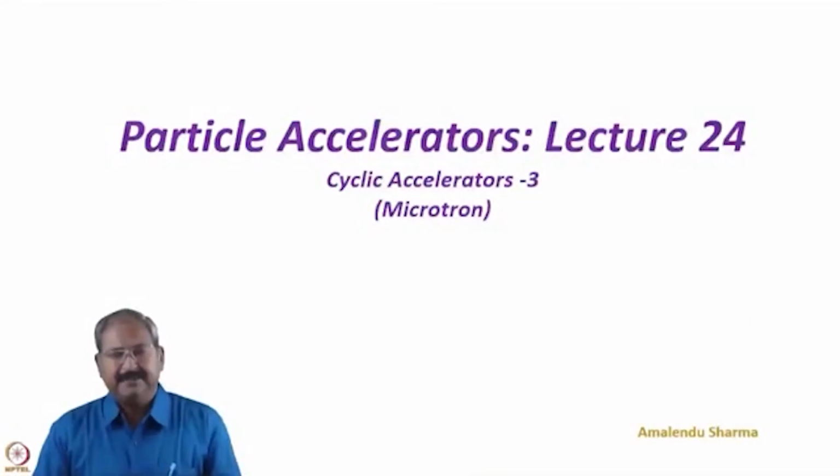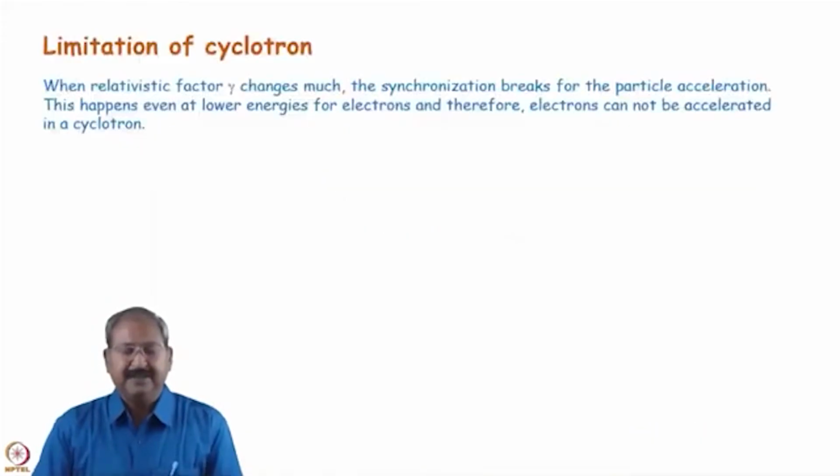In this lecture, we will see another type of accelerator, namely the Microtron, and it is useful for electron acceleration. In the previous lecture, when we discussed the cyclotron, we learned that in a cyclotron, if gamma changes much, the particle cannot be accelerated. So only in the low energy regime can heavy particles or protons be accelerated. In the case of electrons, because it is a very light particle, gamma changes rapidly, and in that case electrons cannot be accelerated in the cyclotron.